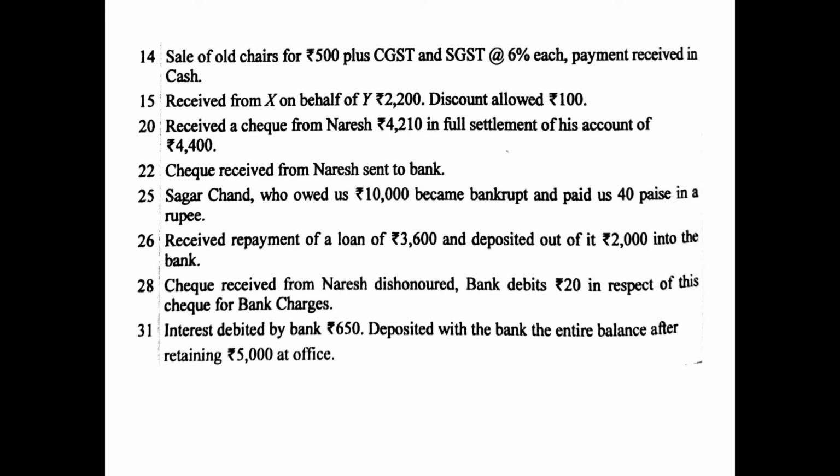Next transaction, received a check from Naresh 4210 in full settlement of his account of 4400. Now you have to see whether the check is deposited on the same day or not. So on just looking after this, you saw the next transaction, checks received from Naresh sent to bank. That means this check was not deposited on the same date. So obviously when this check was deposited, it will be shown on the debit side of the cash book, and you will write to checks in hand account because it is not deposited on the same day.